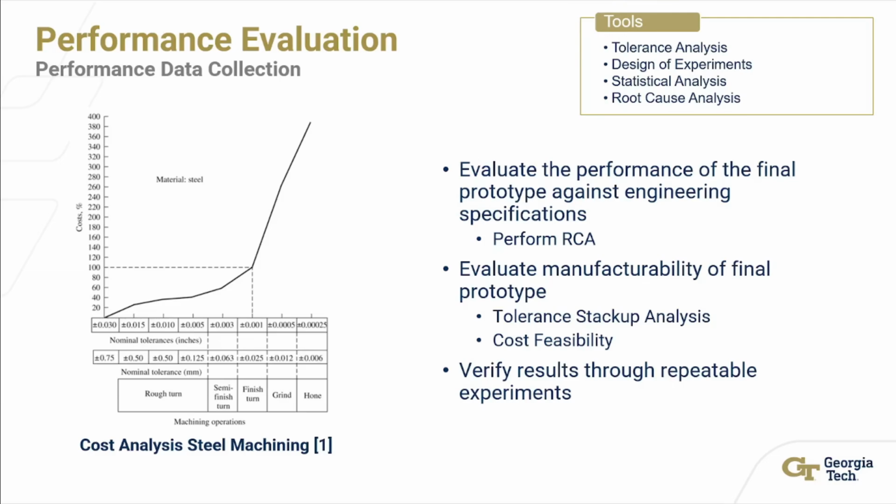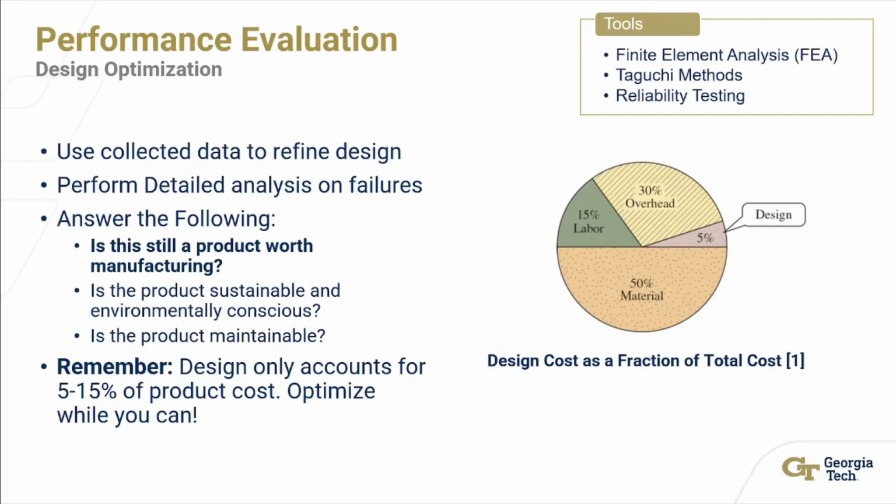Now, an interesting analysis here on the cost feasibility of a prototype and therefore a final product is this cost analysis with steel machining. And we can see how as our tolerance increases, our cost increases exponentially. So this shows that cost feasibility is a very, very important metric to consider while still in the late prototyping phase. Some tools for this process of performance data collection would be tolerance analysis, design of experiments, statistical analysis, and root cause analysis. Now, finally, we've come to design optimization.